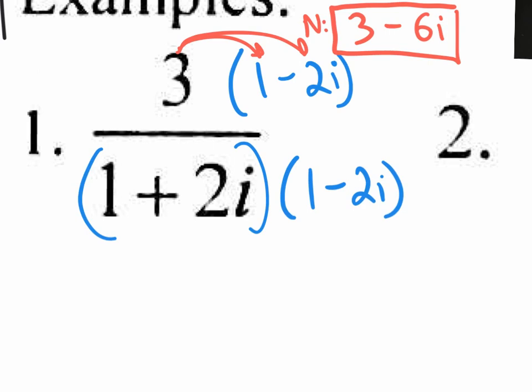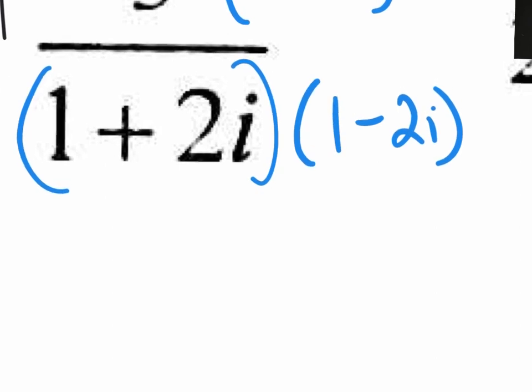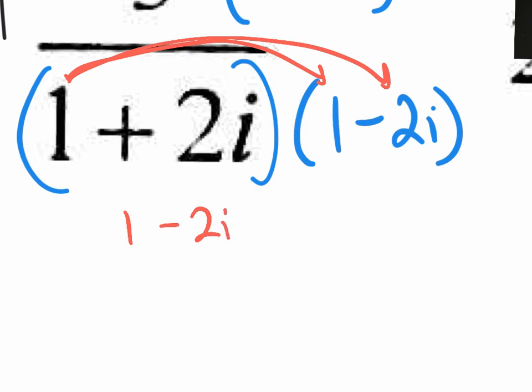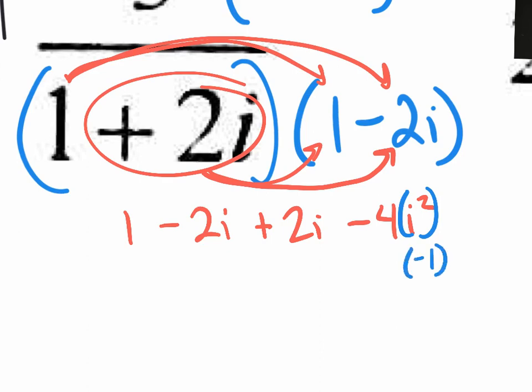Now let's go to the bottom. I want to ignore the top right now. Let me go into the bottom and let me distribute so I could find my denominator of my answer. So let me distribute: 1 times 1, that's 1. 1 times negative 2i, that's negative 2i. What's positive 2i times 1? Positive 2i. And what's positive 2i times negative 2i? Minus 4i squared.